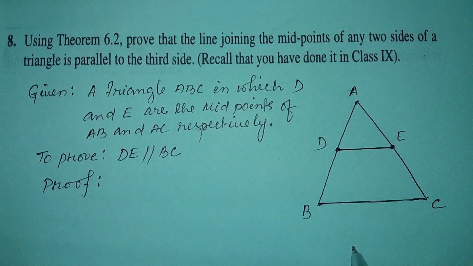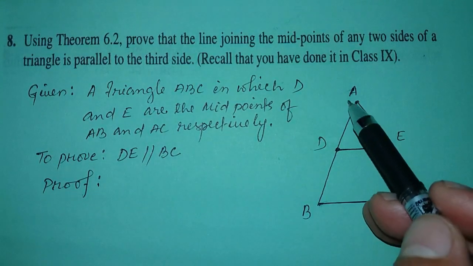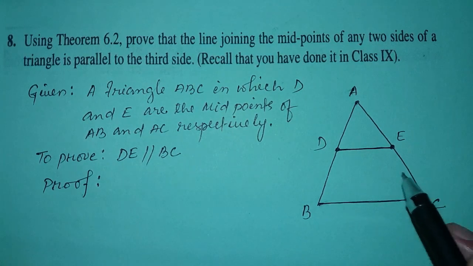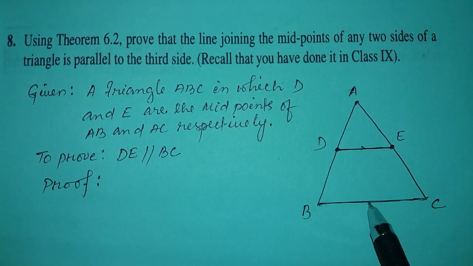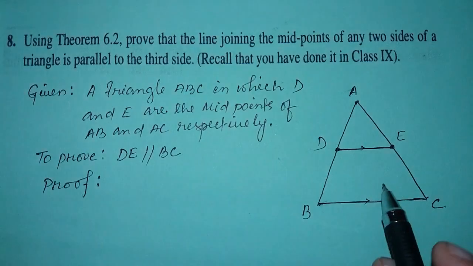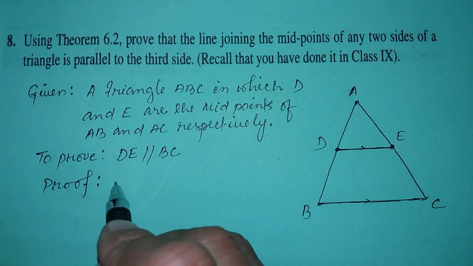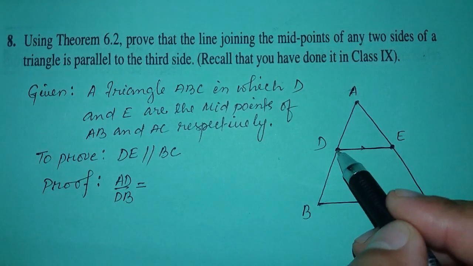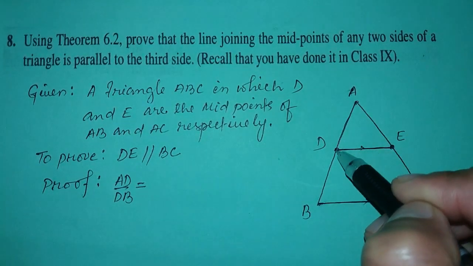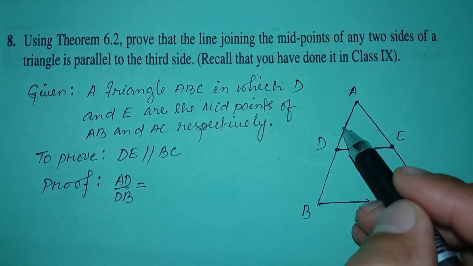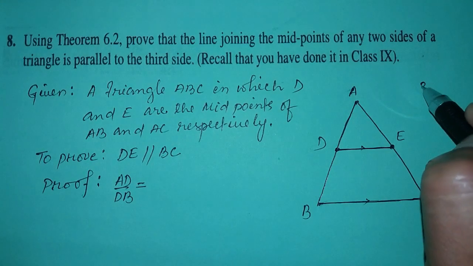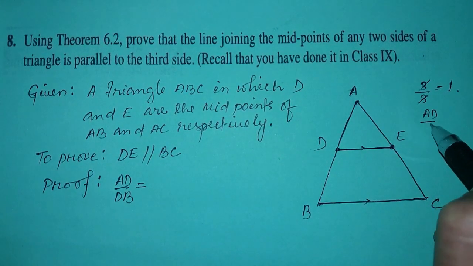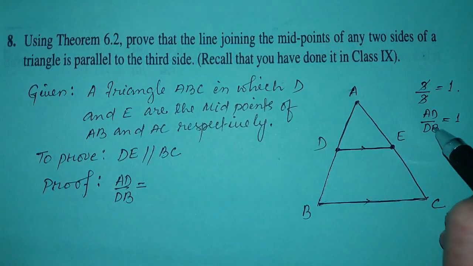Now here we will find the ratio of AD and DB, and also the ratio of AE and EC, and if they are found to be equal, then we can say that these two lines are parallel by the converse of the basic proportionality theorem. So let's find AD by DB. Now D is the midpoint of AB, which means AD is equal to DB. Now if we divide a number by an equal number, for example 3 divided by 3, then the answer is 1. So likewise AD by DB will also be equal to 1 because these two are equal.